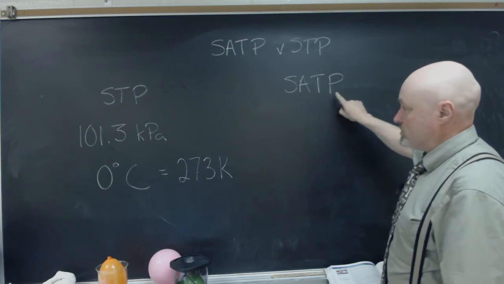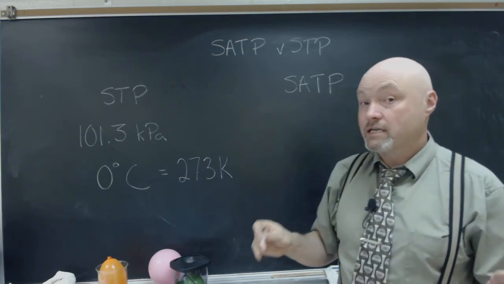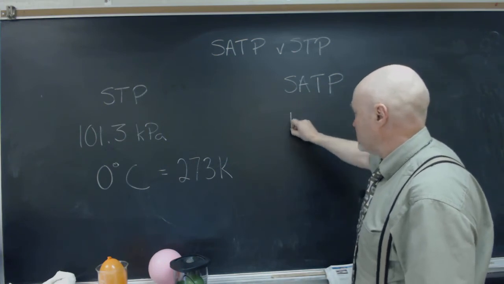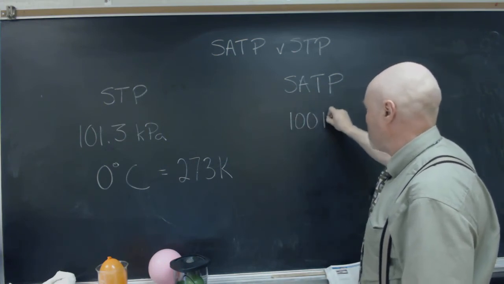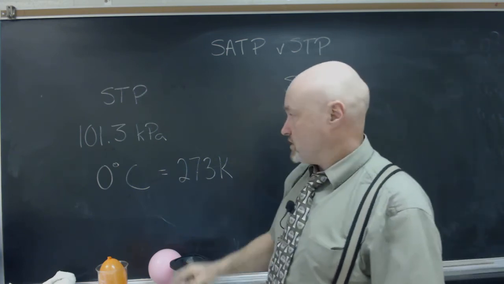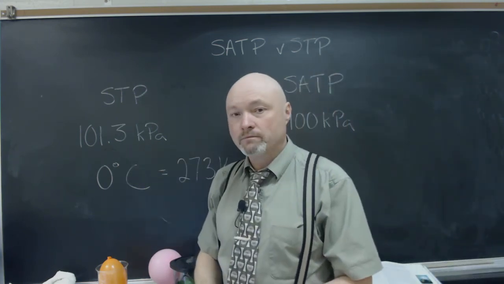Standard ambient temperature and pressure tends to be almost the same thing. Standard ambient pressure has been simplified to be 100 kilopascals, and so it's just an easier number to remember.